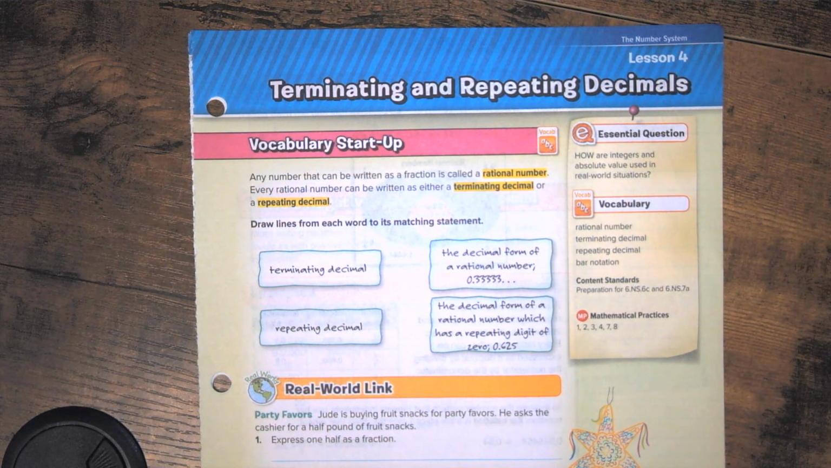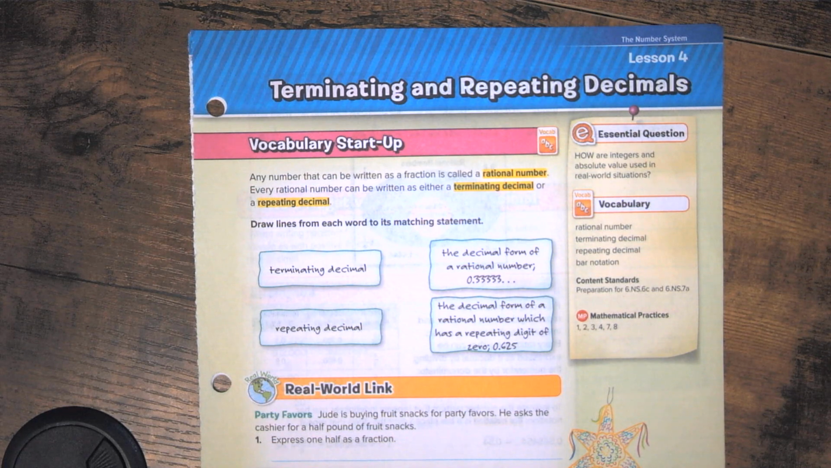So today is all about decimals. Any number that can be written as a fraction is called a rational number. So 1/2, 3/4, those are all rational numbers. Every rational number can be written as either a terminating decimal. What do you think terminating means?